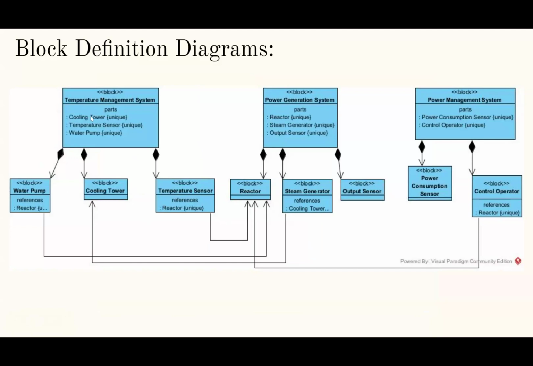So temperature management involves all the cooling stuff, such as the cooling tower, water pump, and the temperature sensor. And that relates to the power generation with the reactor and the steam generator and the output sensor. And for the power management system, it would just involve monitoring the power consumption and then the operator.